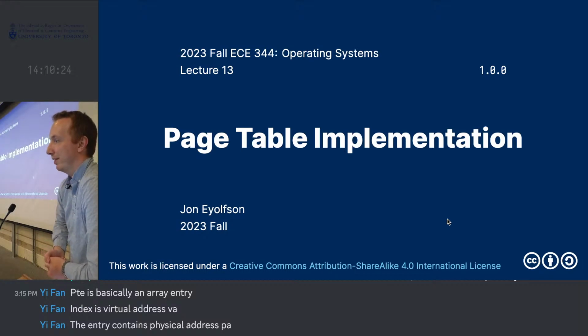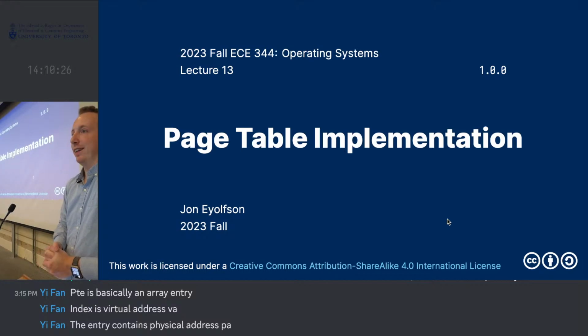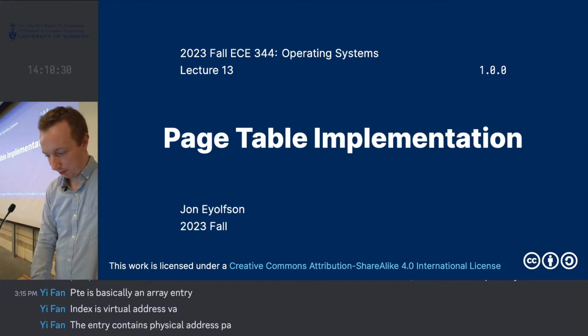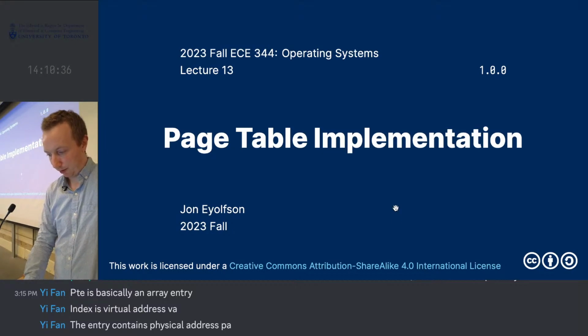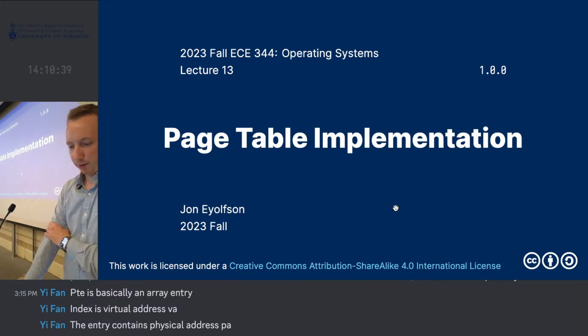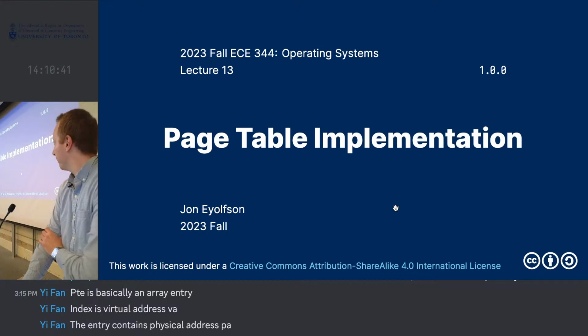Lab 3 is like 30 lines of code, if that. Most of it is thinking and reading code, and other than that, it should be really short. So, don't worry if you spend a week thinking of it, and you should be able to finish the first part of it relatively quickly. The copy on write might take a bit more.